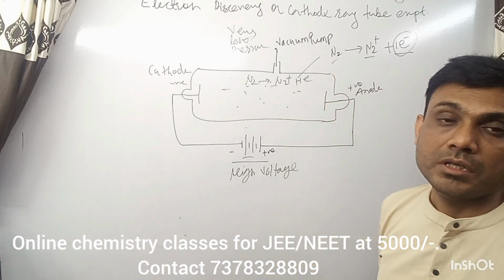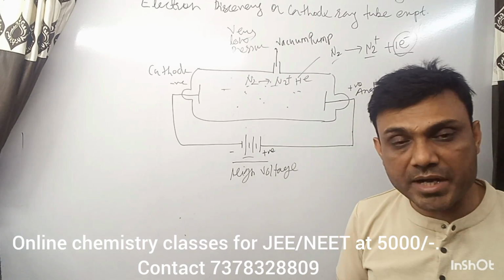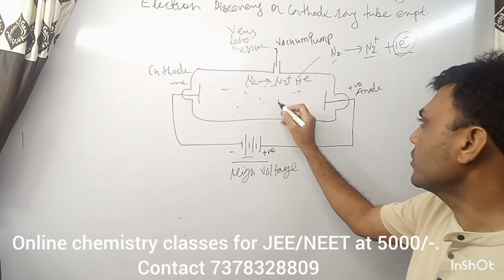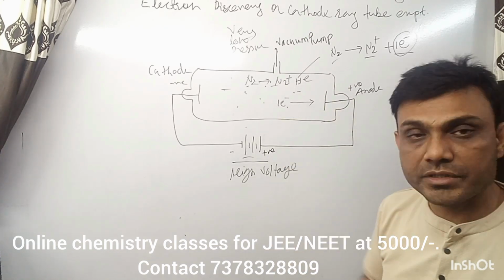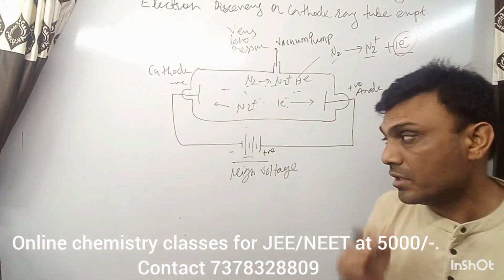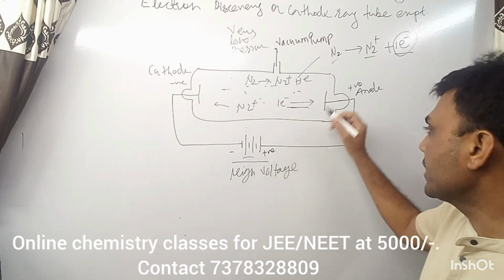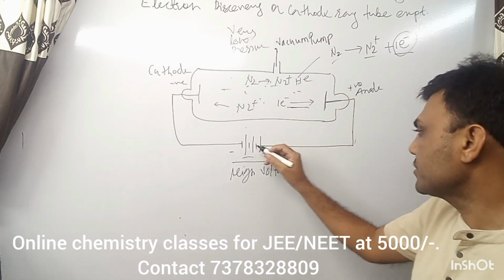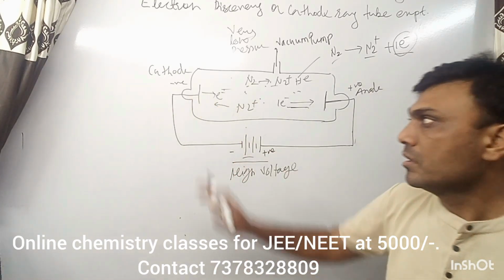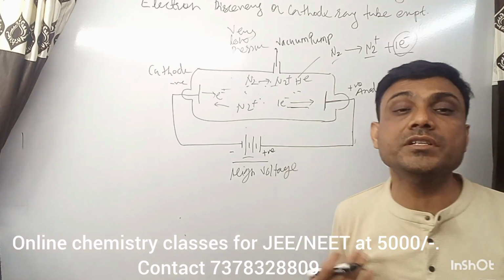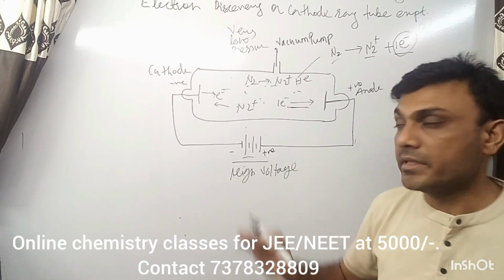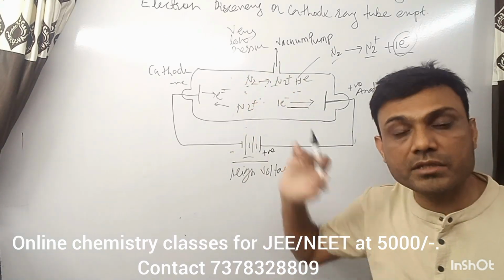Now you know that oppositely charged particles are attracted towards each other. The electron is negative and will flow to this side, and the N2 positive ion will move to the other side. The electron will come from this side to this side, and again electron will come out of this cathode. That means there is a flow of electricity through the very low pressure gas, that is, through the cathode ray tube.